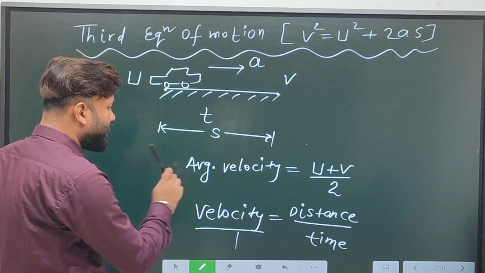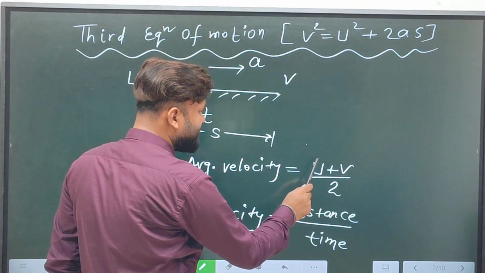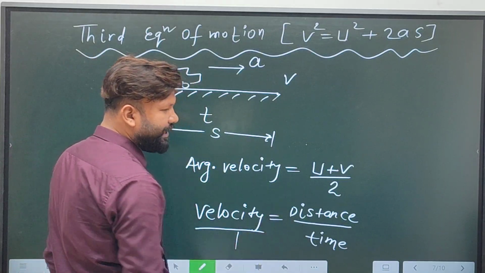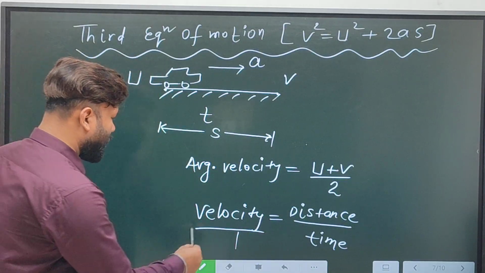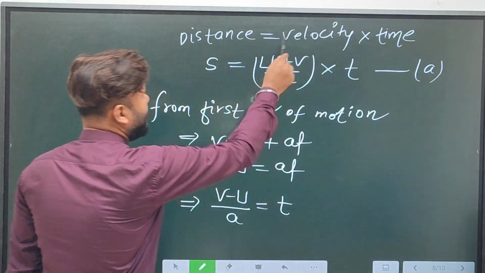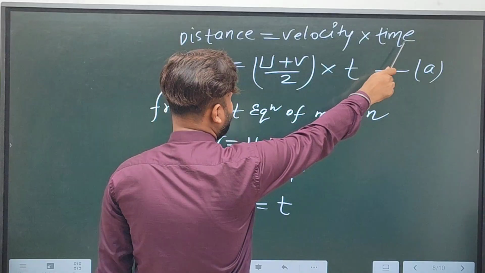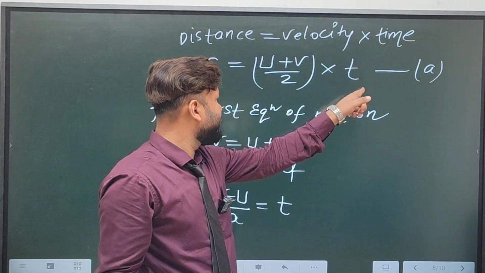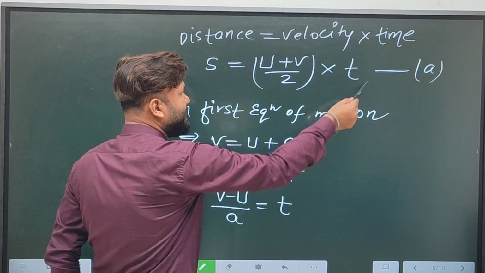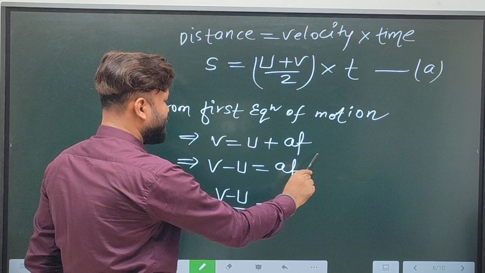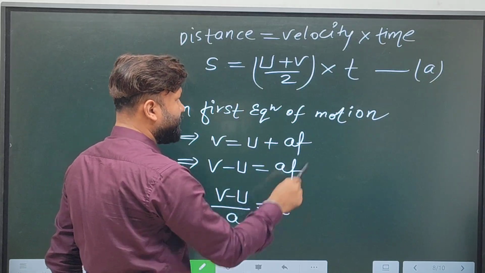Average velocity we are already knowing, u plus v by 2. u is initial velocity, v is final velocity. And velocity is equal to distance by time. This formula we are also knowing. Cross multiplication, so distance into 1, velocity into time. Distance is equal to velocity into time. In place of velocity, we will write u plus v by 2, time t. Now, in place of t, we will put the value of v minus u by a, from first equation of motion.